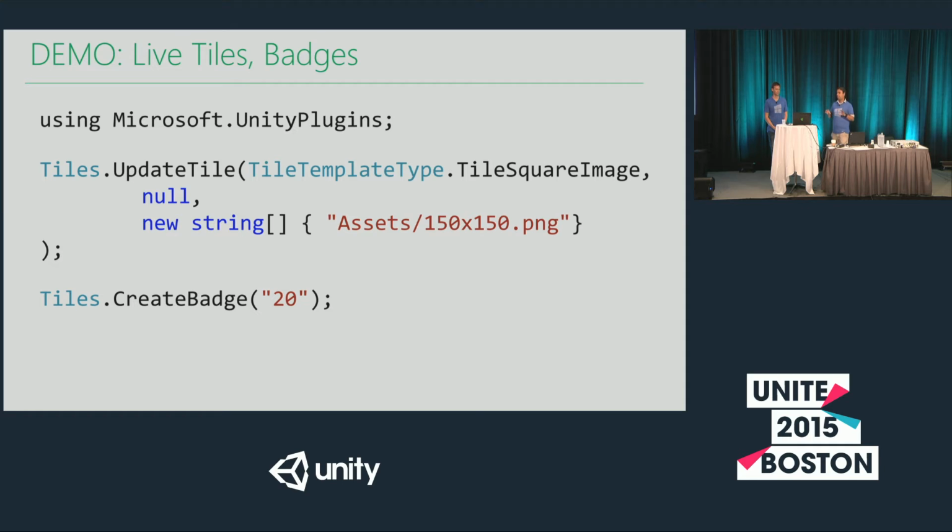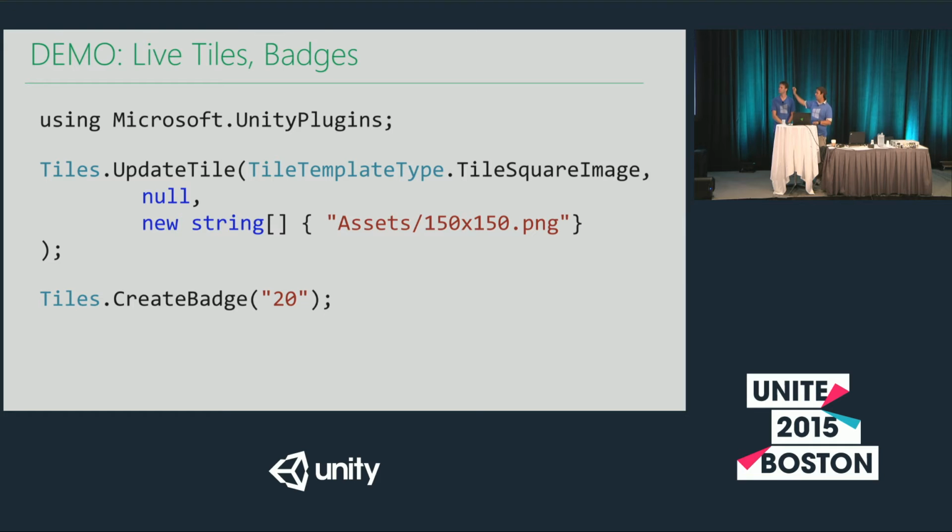So in keeping with the tradition of one-liners, again, everything is literally a one-liner. If you try to do a live tile, it's a little bit more complex if you try to do it manually. We have provided this Tiles.UpdateTile. So tiles come in many templates. You can say, I want a lot of text on my tile. I want an image and text. So there are many ways of representing this.